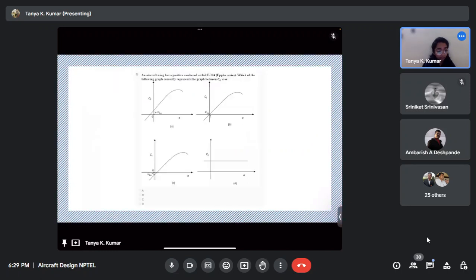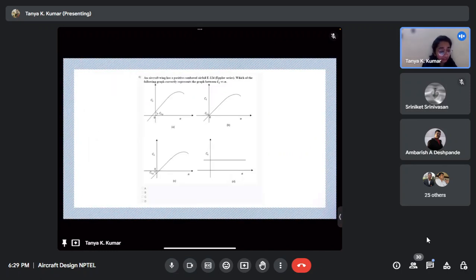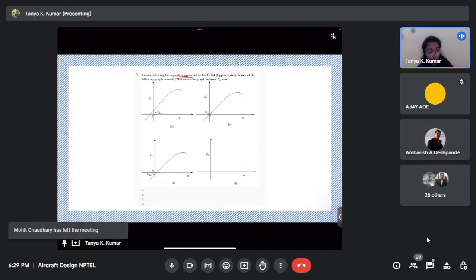Okay. So an aircraft wing has a positive cambered airfoil, E124 Eppler series. Which of these following graphs correctly represents the graph between CL versus alpha? A. Why A? CL naught is positive and you've mentioned a positive cambered airfoil here. So your CL naught would be positive, greater than 0.